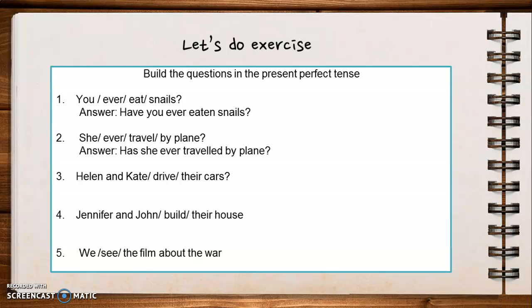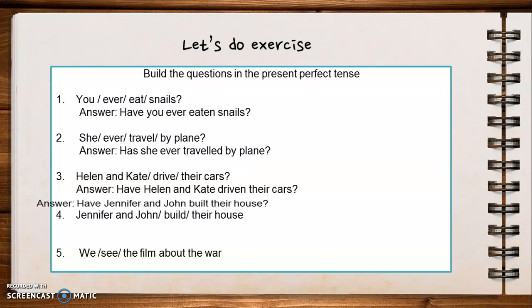And the second, she ever traveled by plane? The answer will be, has she ever traveled by plane? And the next, number 3, Helen and Kate drive their cars. The answer will be, have Helen and Kate driven their cars? Why have? Yeah, it is because the subject are two people. So we will use have for these questions.